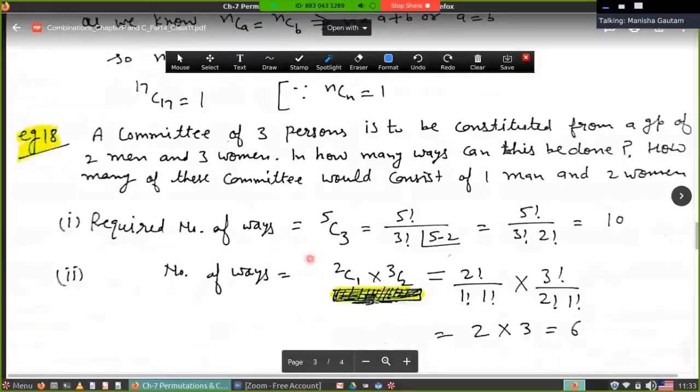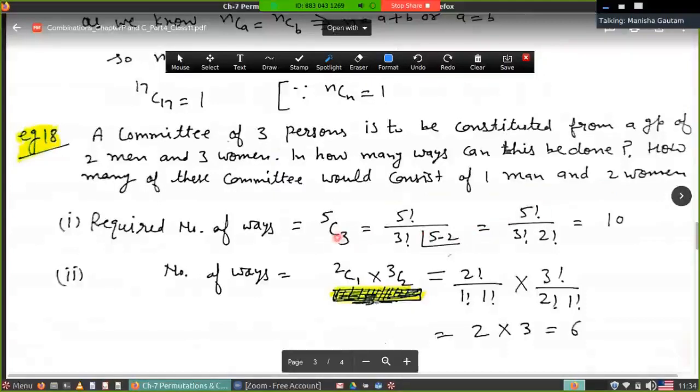Now here is an example. A committee of 3 persons is to be constituted from a group of 2 men and 3 women. In how many ways can this be done? You have to make a committee of 3 persons, and you have 2 men and 3 women, and you have to select 3 persons for the committee in the first case. In the second case, how many of these committees would consist of 1 man and 2 women? In the second case, you have to take 1 man and 2 women.